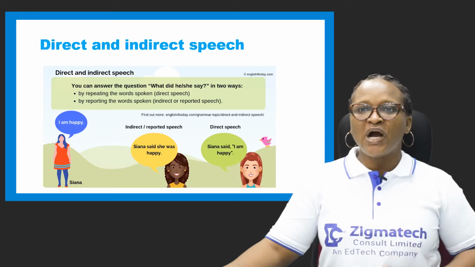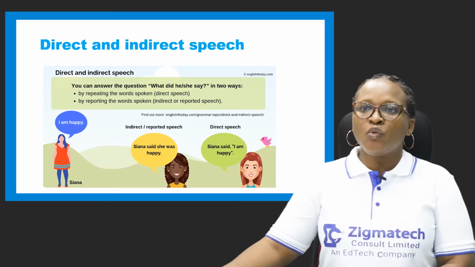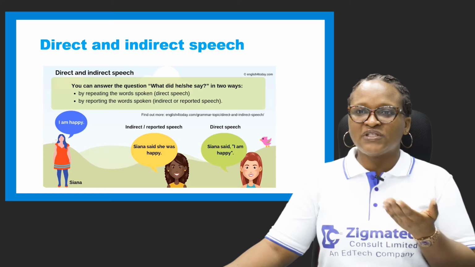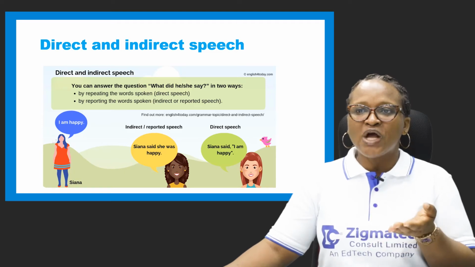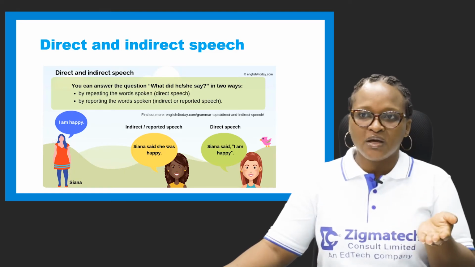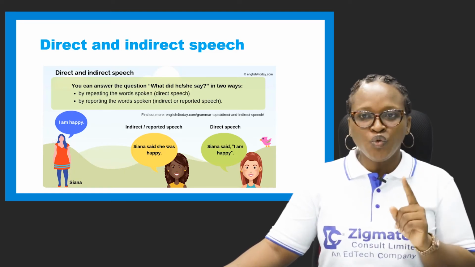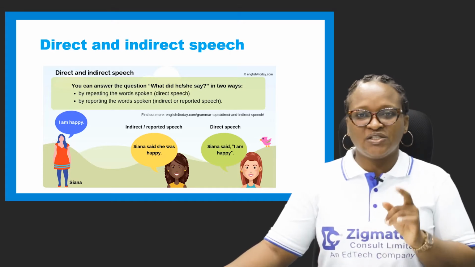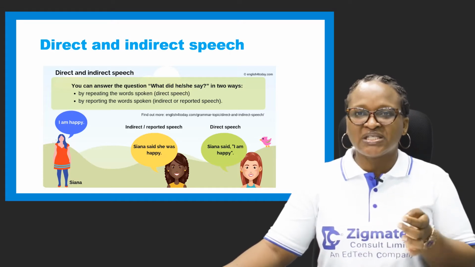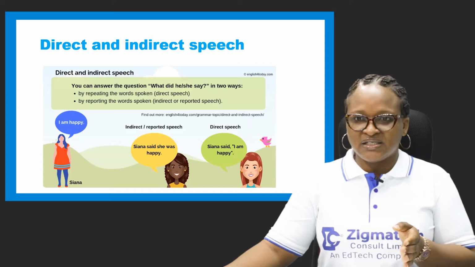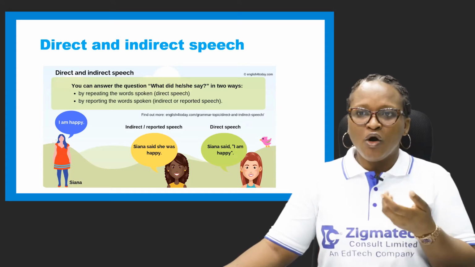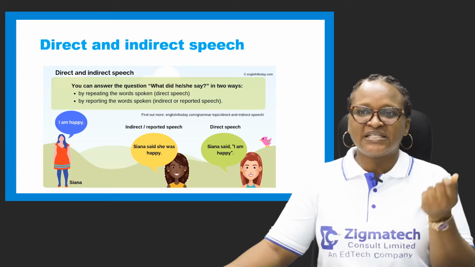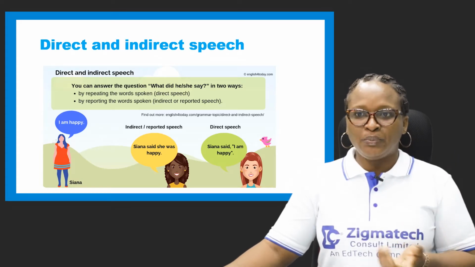And this is what we have. We will have direct and indirect speech. Now, I would just want to take the direct speech. Now, look at this example. It says you can answer the question, what did he say or what did she say, in two ways. Number one way is by repeating the words spoken. That is the direct speech, when you repeat the words that have been said. Now, the second way of answering the question is by reporting the words that have been spoken. That is indirect or reported speech.